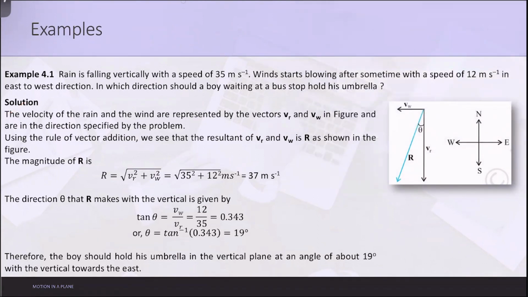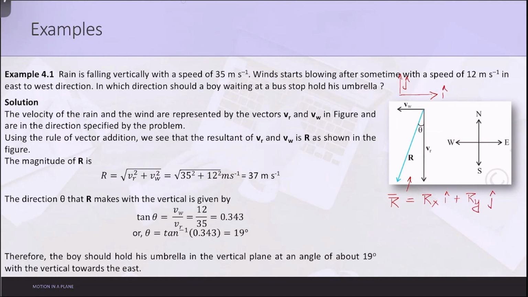Now it is quite clear from this situation here that this R vector can be written as follows. Let us say this is your i cap direction and this is your j cap direction. So we can write R vector is equal to Rx i cap plus Ry j cap. Correct?